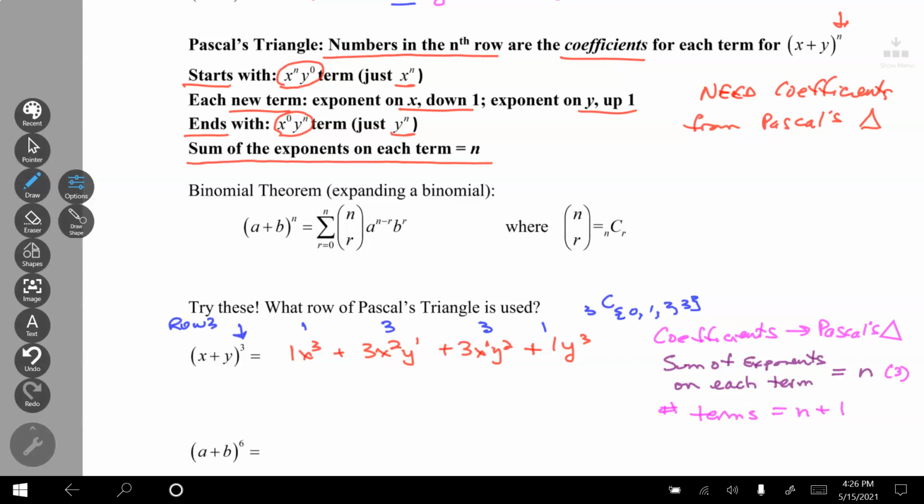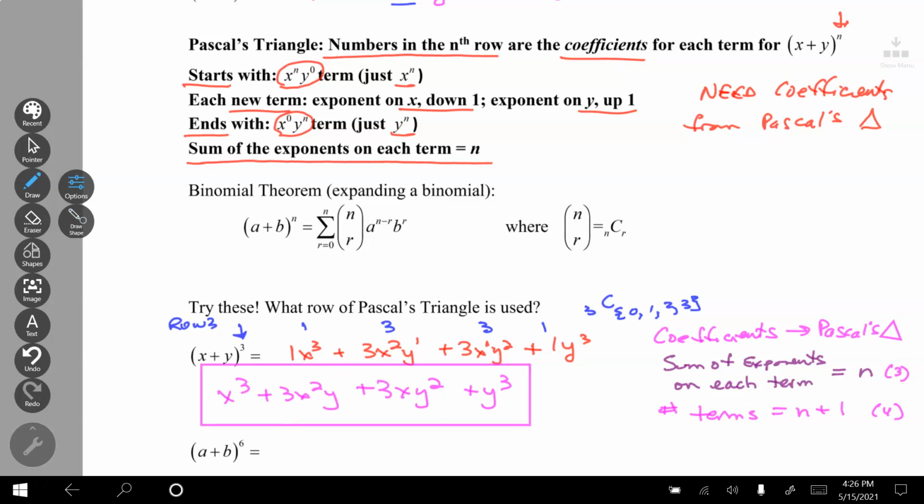And how many terms did I have? I'm always going to have one more than the row, or the exponent of 3, so for this example, it was 4. But I don't really need to write the ones, so I would really write this as x to the third plus 3x squared y plus 3xy squared plus y to the third, because I don't really need all those ones.